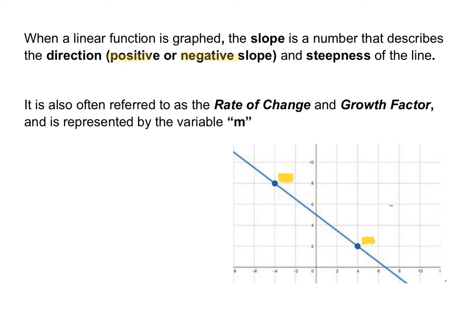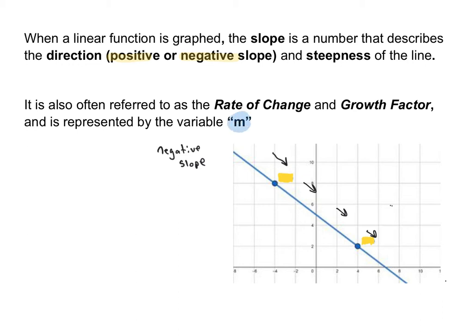So the one on our screen right here would be a negative, because we can see its motion is heading down. Okay, and the steepness is just how quickly it is moving in a downward direction. All right, it is also often referred to as a rate of change or a growth factor, and it is represented by the variable m. So we are going to start using that variable m today.